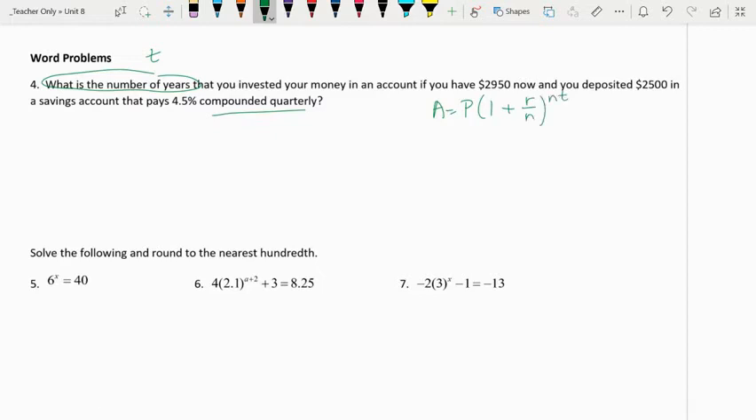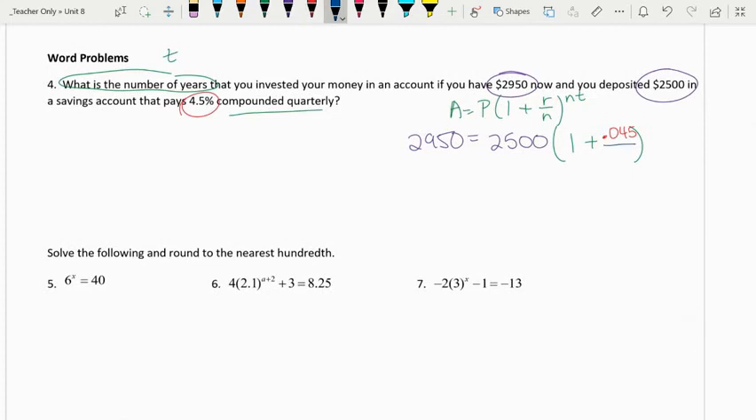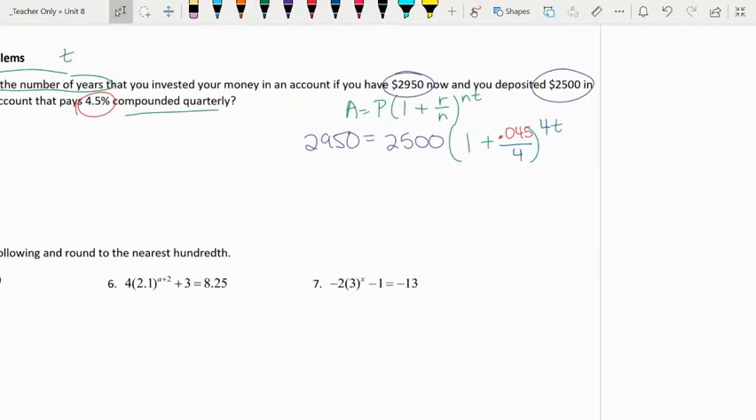So we need to plug in values. A is what you have now, so it's going to be $2,950 equals what you deposited, which is $2,500. From there, we're going to have 1 plus, and our rate we know is 4.5. So we need to change that by moving it 2 to the left to 0.045. And it's compounded quarterly. Remember, quarterly means 4. So we need 4 up here, but now we need t as well. We don't know what t is, so we're going to try to solve for t.